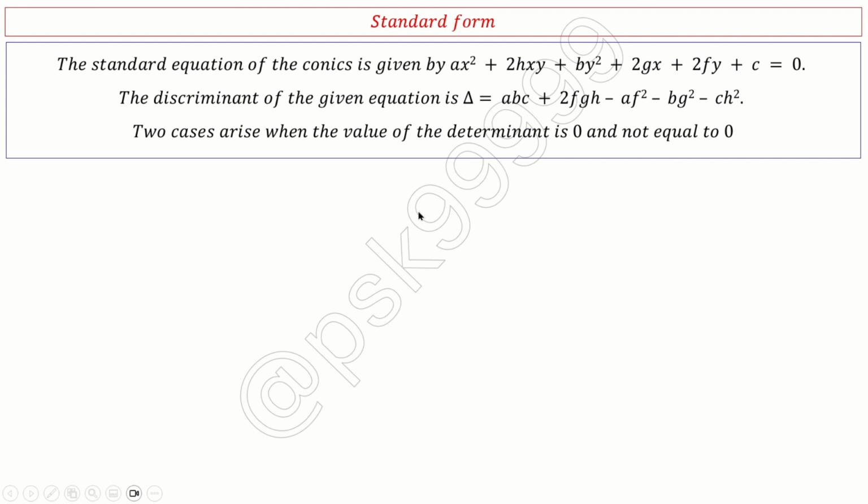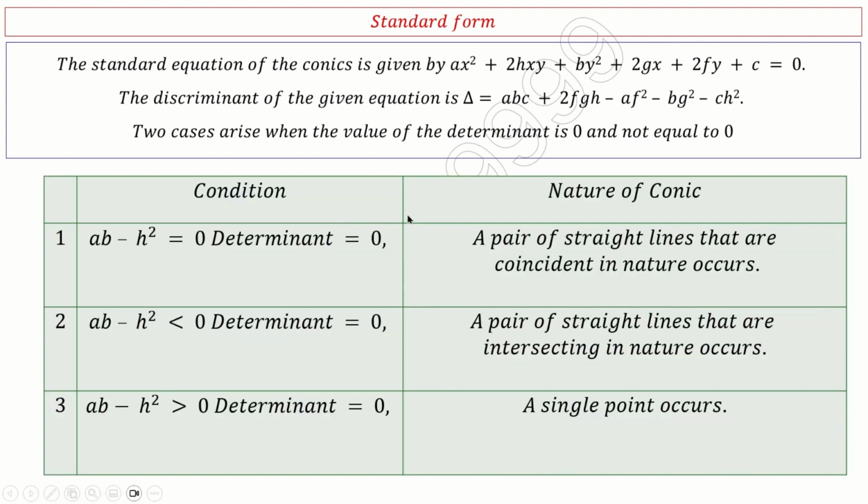So there are two cases, right? Whether the discriminant is 0 or non-zero. If the discriminant is 0, that is nothing but the straight line part, it's a pair of straight lines. Sorry, if the determinant of the discriminant, delta basically, is 0, then it is a pair of straight lines. And there also we have some conditions with ab minus h square. We can call it a pair of straight lines that are coincident or parallel in nature. If ab minus h square is less than 0, then they are intersecting. If ab minus h square is greater than 0, then a single point occurs. So this we know.